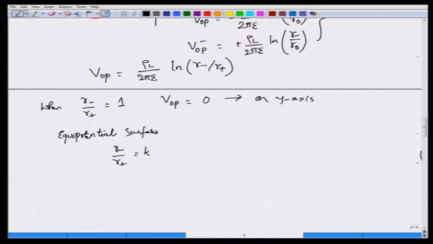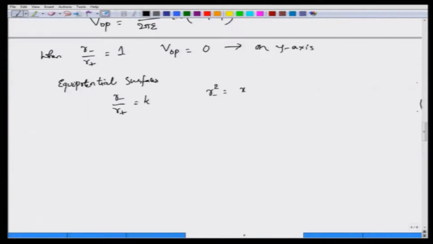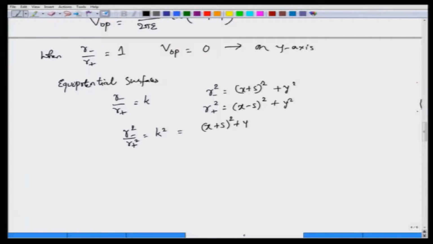So, if this is equal to k, what it means in terms of x and y is that R minus square, I already know, is given by x plus s whole square plus y square, and R plus square, that is the distance from the positive line charge, is x minus s square plus y square. Therefore, the ratio R minus square by R plus square, which is equal to k square, is given by x plus s square plus y square divided by x minus s square plus y square. Okay. So, you can rearrange this equation. After rearranging, you will see that this would be x square plus y square plus s square minus 2 sx times k square plus 1 by k square minus 1.